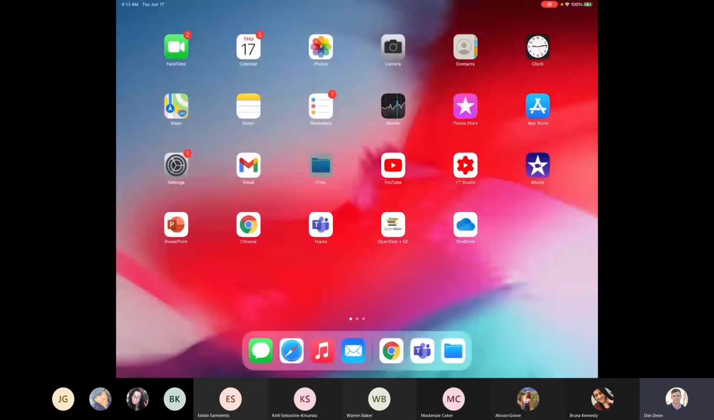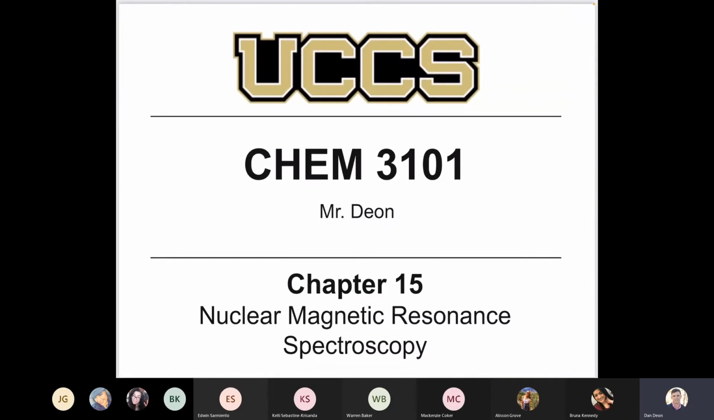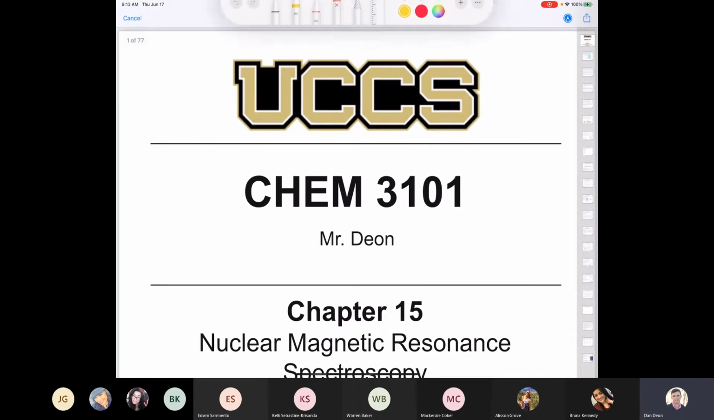Right, Organic Chemistry 1. This is Chapter 15, which deals with NMR, or Nuclear Magnetic Resonance Spectroscopy. And before we get into it, I want to explain to you what the whole point behind this chapter is, or give you an idea of what the point is.